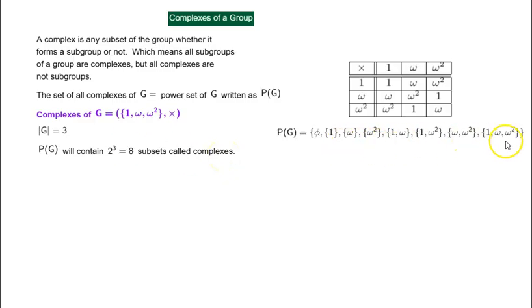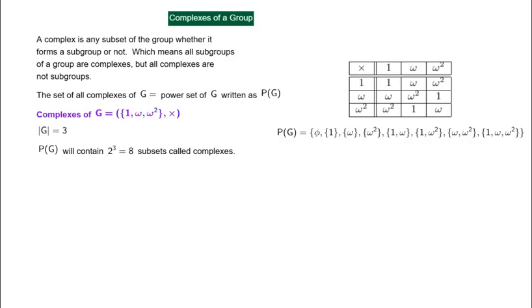So these are the various subsets of the set G. We have the empty set. We have subsets containing only 1, omega, omega square, the subset containing 1 and omega, the subset containing 1 and omega square, omega and omega square, and finally 1, omega, omega square. So you notice there are 3 plus 3, 6 plus 2, 8 subsets.